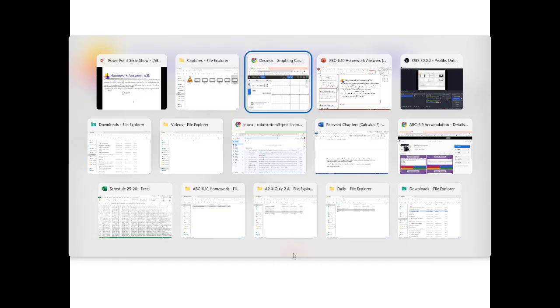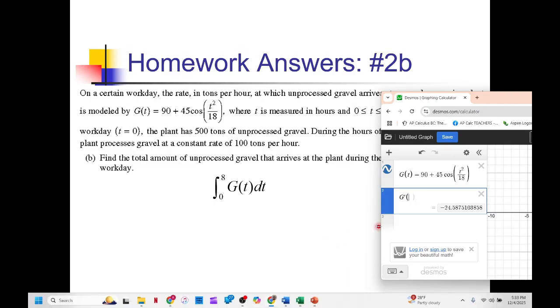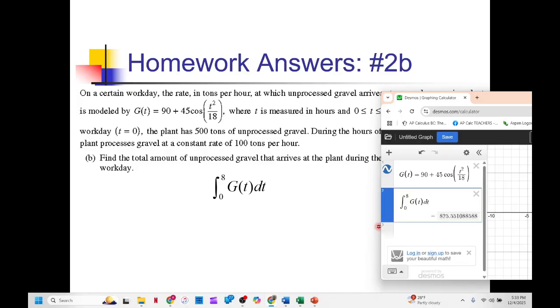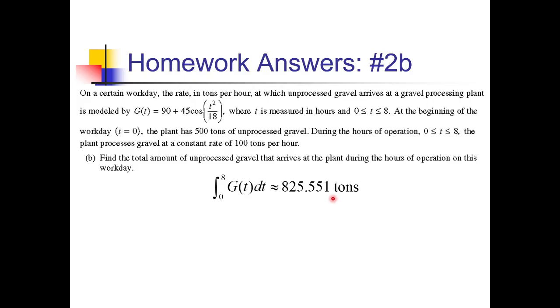Let me go back to Desmos. I don't need this g prime of 5 anymore, but I do need int for integral 0 to 8. Then I'll just put in g of t dt. And that's going to be about 825.551. And that's going to be tons of gravel.